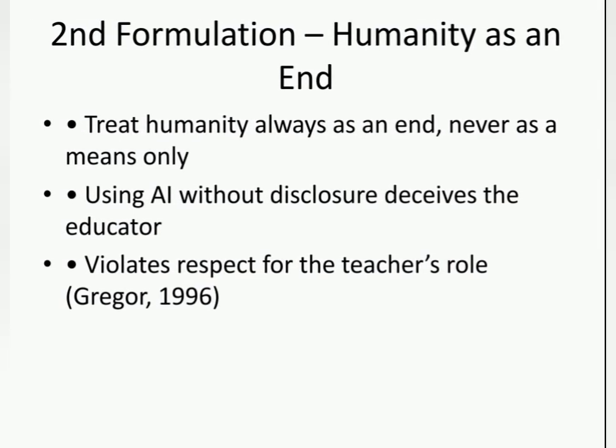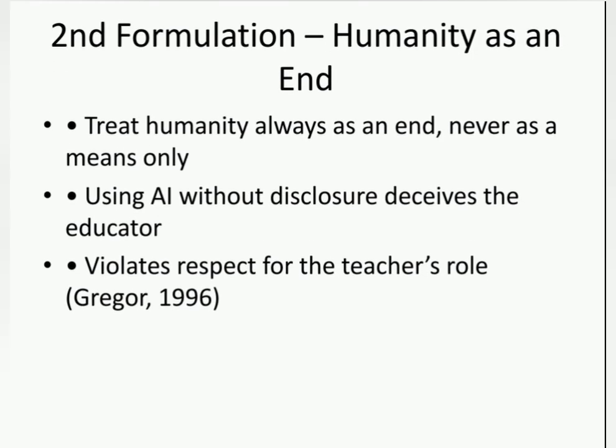Kant's second formulation is about respecting human dignity. So we must treat people as ends, never merely as means to an outcome. Other people can use you as a means to get what they want. So deception violates this principle.